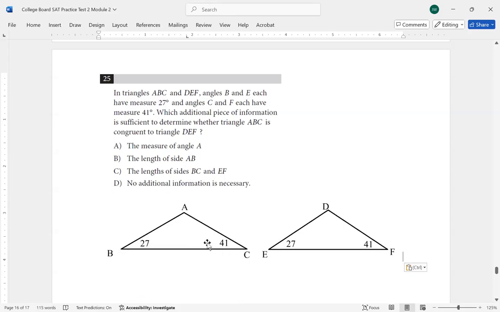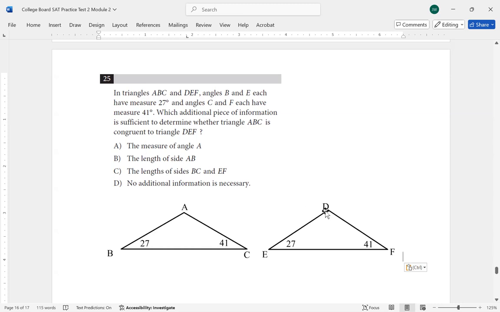But basically, because we know these two angles, we know what angle A is going to be. So we're guaranteed that the triangles are similar to each other. And we can actually find out the measure of angle A. So we don't need the measure of angle A or angle D, because we could find it out if we wanted to, since we know the angles of a triangle add up to 180. In fact, if we did that, we could say that angle A is 112 and D is 112.